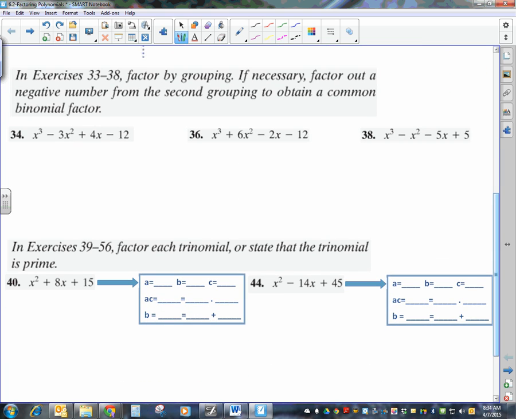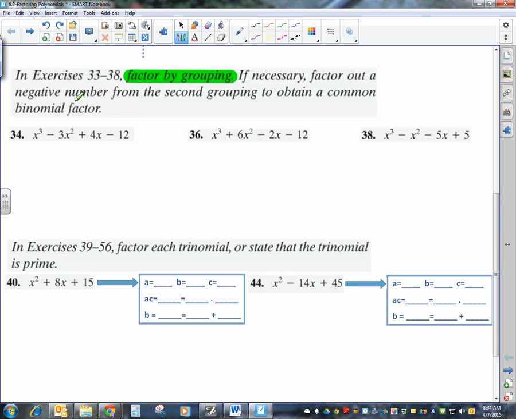Okay, picking up with our next group. This one we are factoring by grouping. So let me highlight that. This is what we're doing. When you have more than three terms, this is what you want to think to do. You want to factor by grouping.